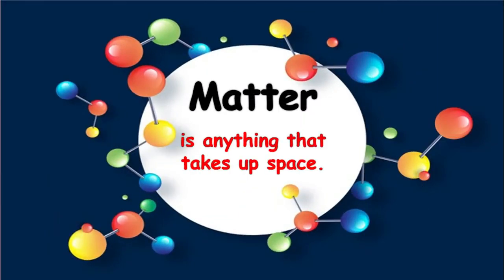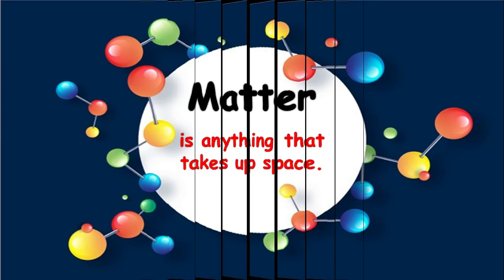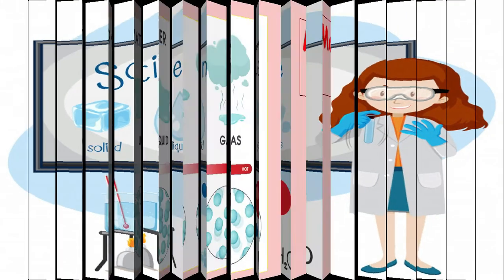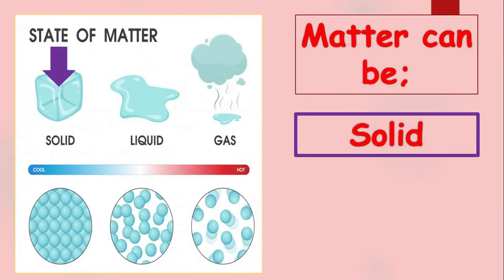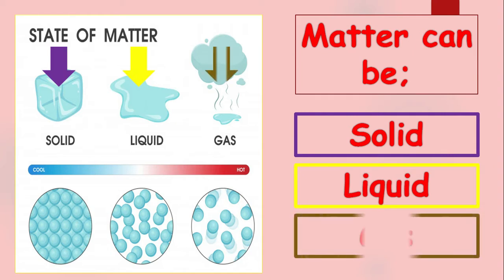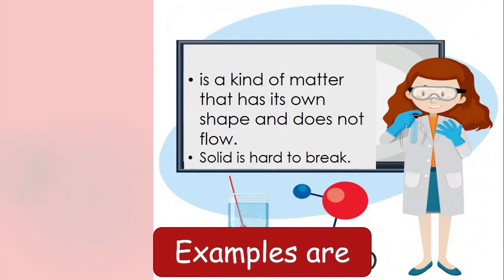Matter is anything that takes up space. And matter can be solid, liquid, and gas. Let me take you to each matter. The first one is solid. Solid is a kind of matter that has its own shape and does not flow. Remember, solid is hard to break.